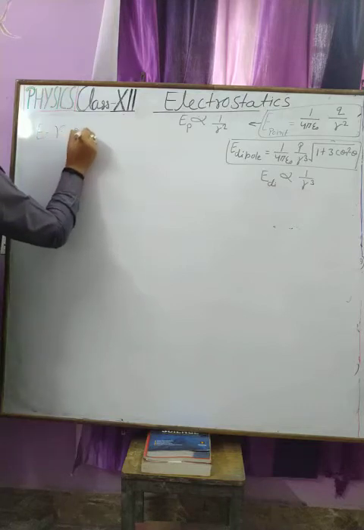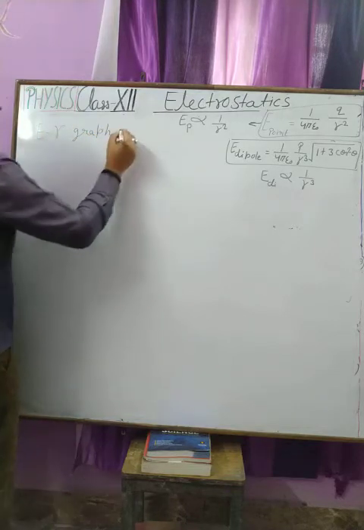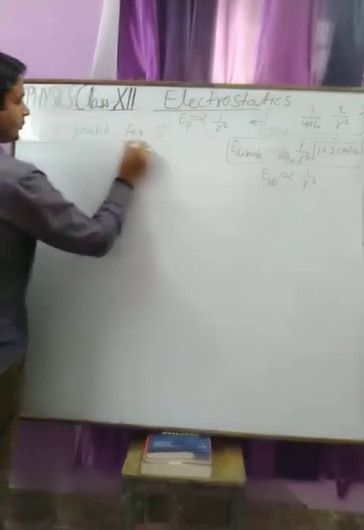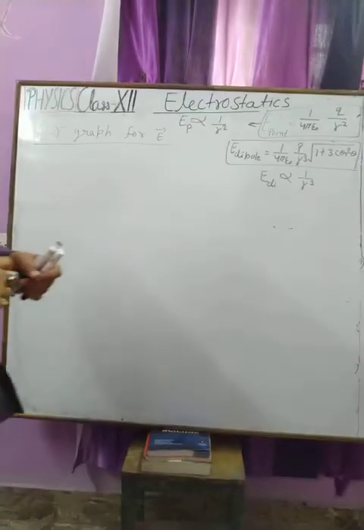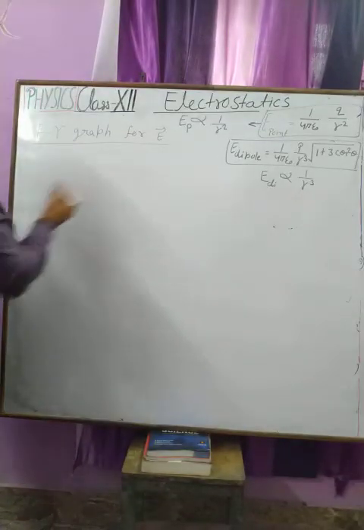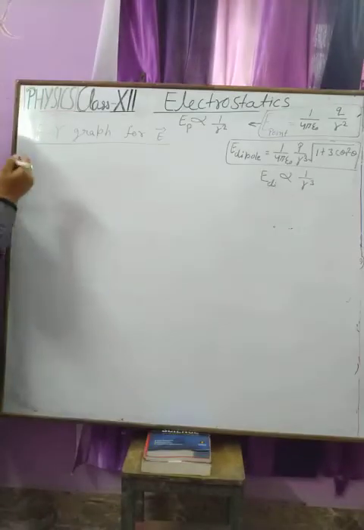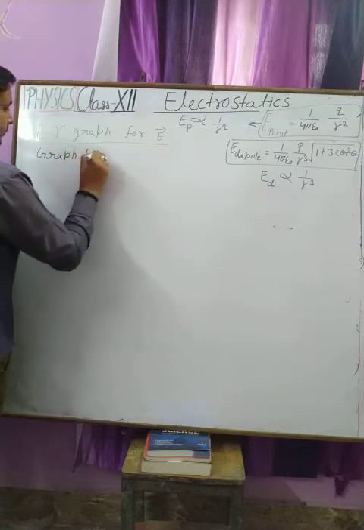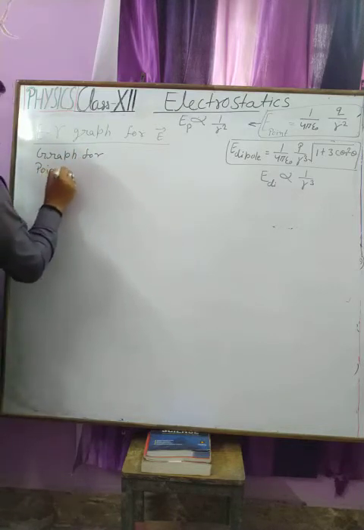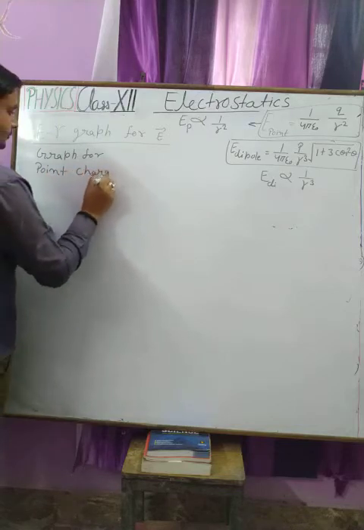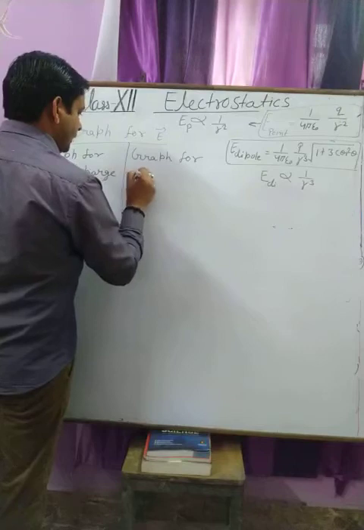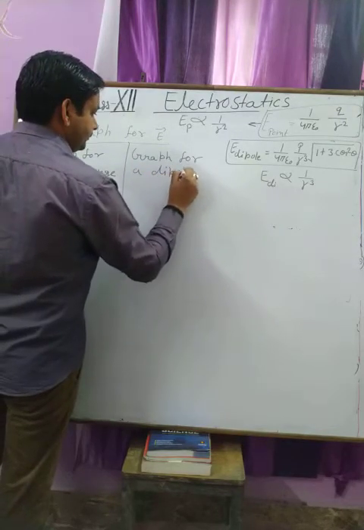So the E-R graph for electric field, also called the electric field versus distance graph. Okay. Graph for point charge, and here we are using the graph for a dipole.